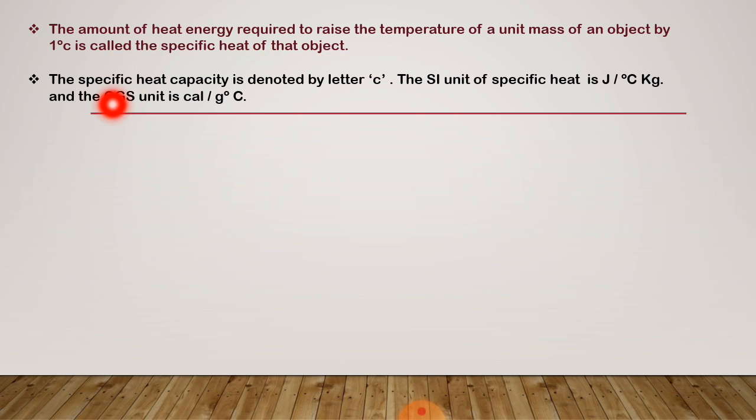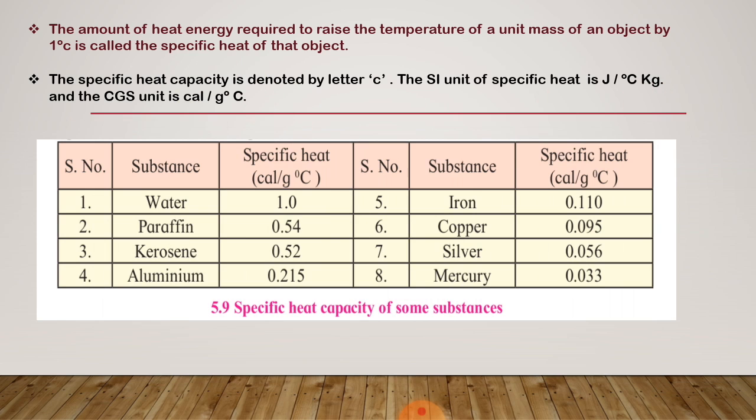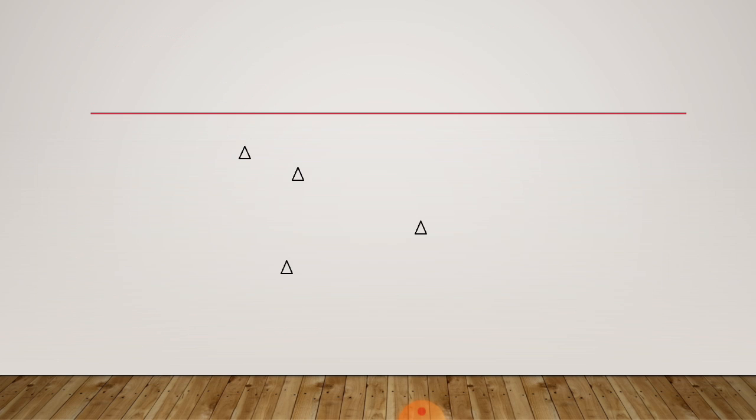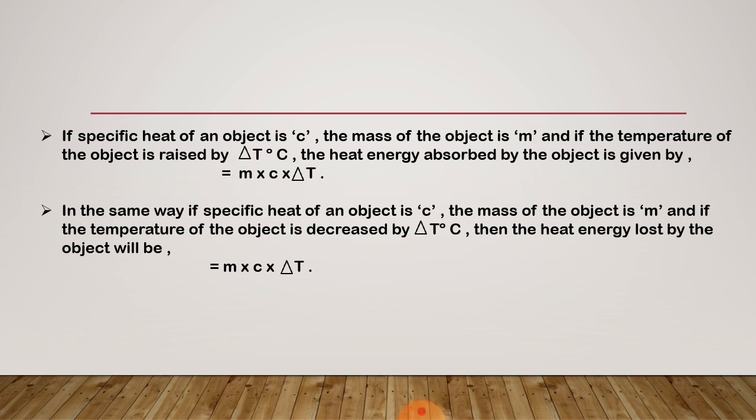The specific heat capacity is denoted by small c. Its SI unit is what? Joule per kg degree Celsius, and its CGS unit is what? Calorie per gram degree Celsius. Here the specific heat capacities of some substances are given, which is important from your MCQ point of view.